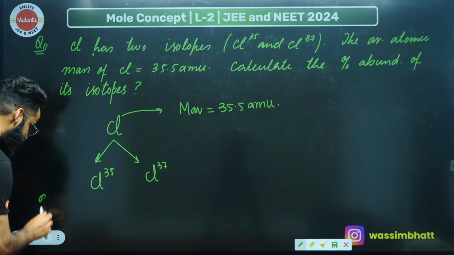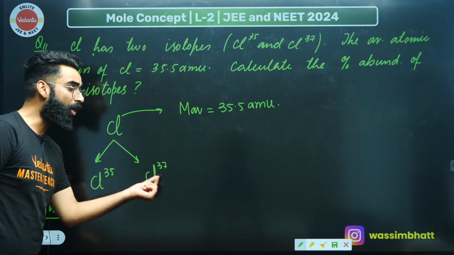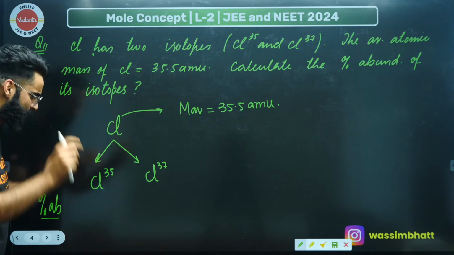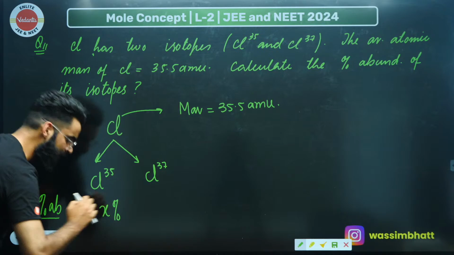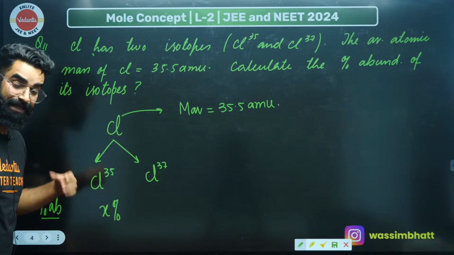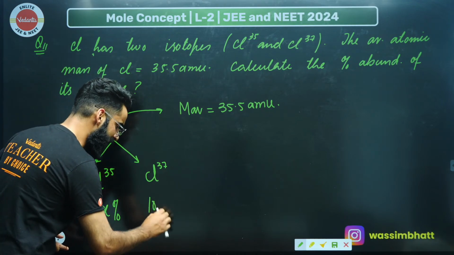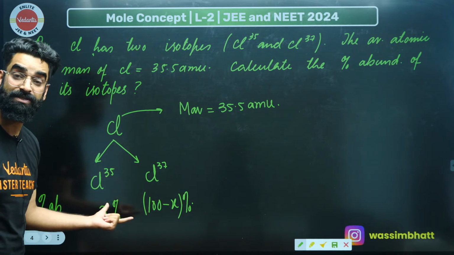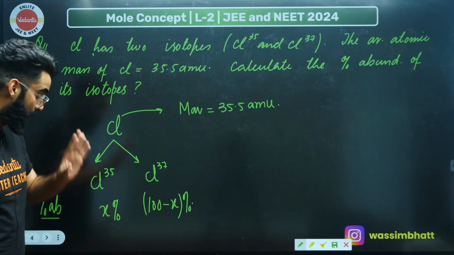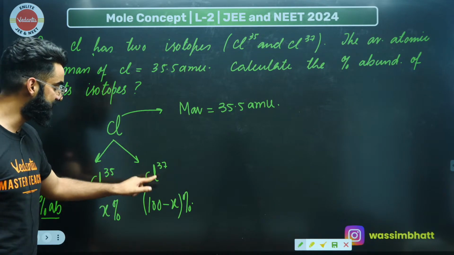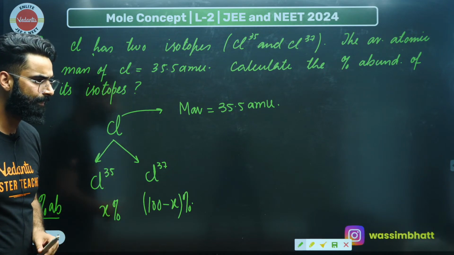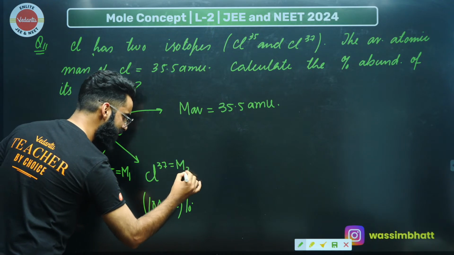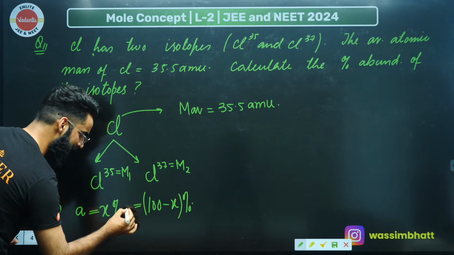Now, as I told you in the beginning itself, the sum of percentage abundances of all the isotopes of a particular element is always equal to 100. Let's assume the percentage abundance of Cl35 is X. If the percentage abundance of Cl35 is X, that automatically means the percentage abundance of Cl37 is simply going to be 100 minus X. As simple as that. So now just use the formula. Should I first call this M1? Should I call this M2? And percentage abundances are represented by A and B respectively.